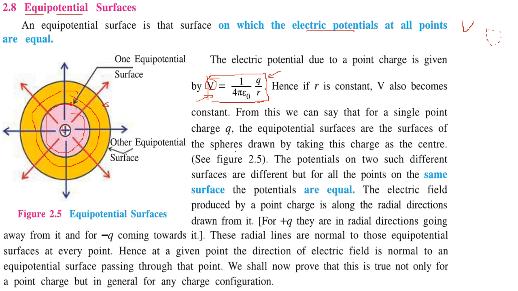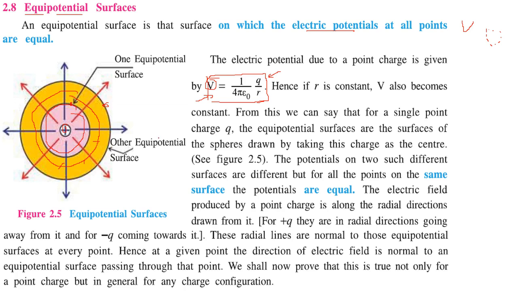The potential on these different surfaces is different, but for all the points on the same surface, say here, here, and here, the potential will be equal.